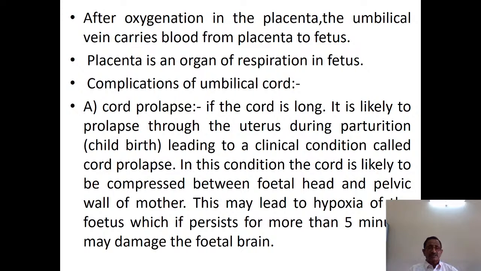Complication of the umbilical cord. Cord prolapse. If the cord is long, it is likely to prolapse through the uterus during parturition, leading to a clinical condition called cord prolapse. In this condition, the cord is likely to be compressed between the fetal head and the pelvic wall of the mother. This may lead to hypoxia of the fetus, which, if it persists for more than 5 minutes, may damage the fetal brain. So, cord prolapse is the first complication of the umbilical cord.